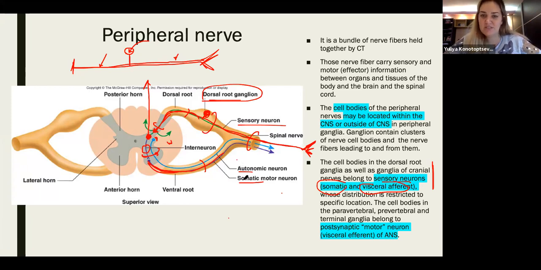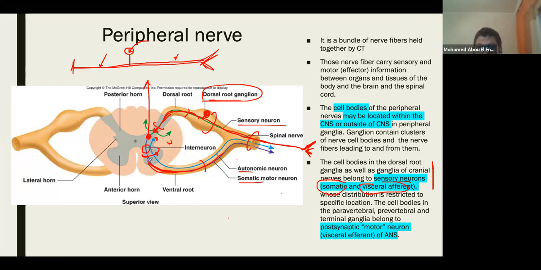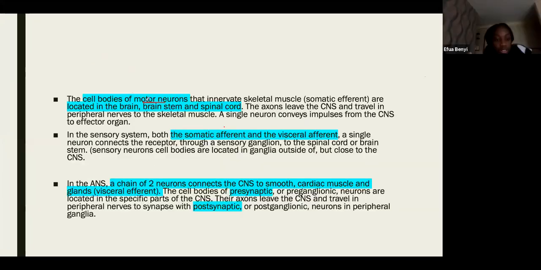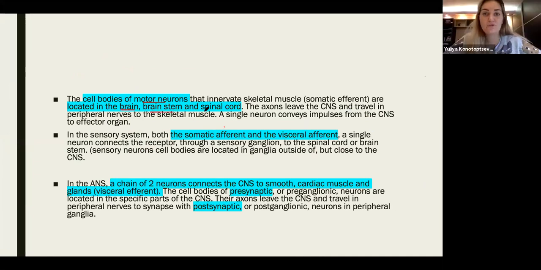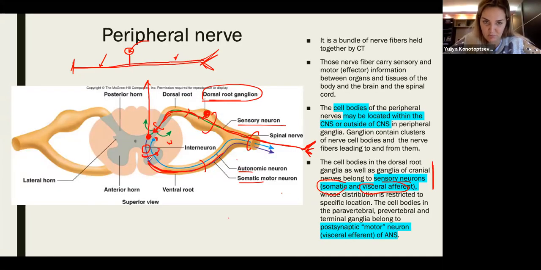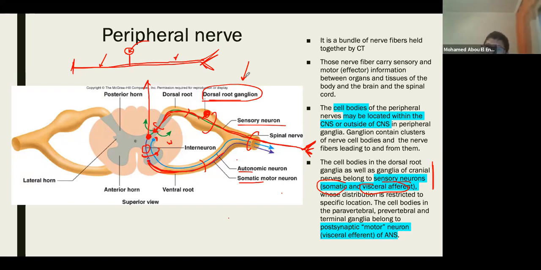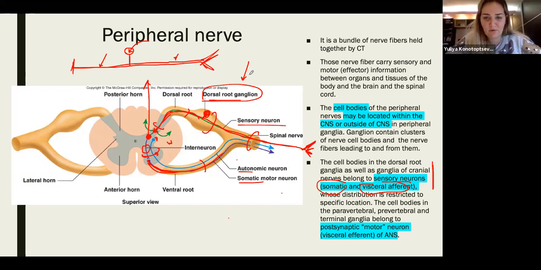Where are the cell bodies of somatic efferent neurons? In the CNS. Basically the brain, brainstem, or spinal cord. So the cell bodies of the somatic efferent neurons are sitting in the CNS itself. But I repeat, the dorsal root ganglion is PNS. It's not the central nervous system, it is the peripheral nervous system. So that's the major differentiation that they want. Is it clear? Okay.